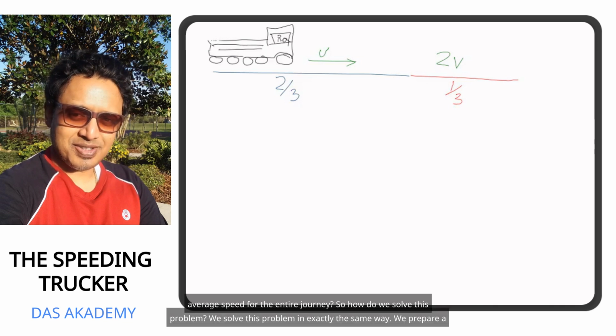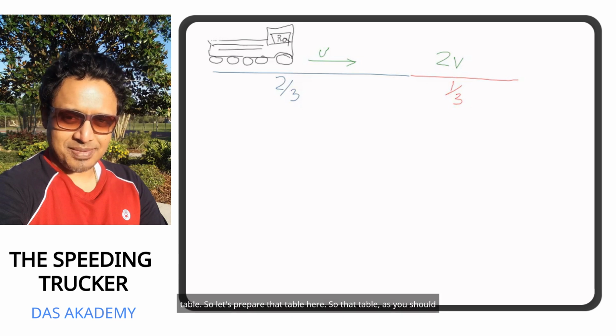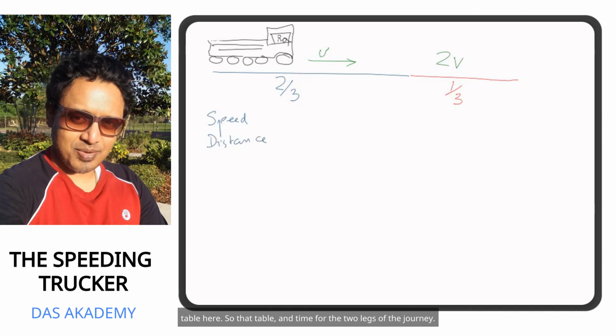So how do we solve this problem? We solve this problem in exactly the same way. We prepare a table. So let's prepare that table here. So the table, as you should know by now, has speed, distance, and time for the two legs of the journey.